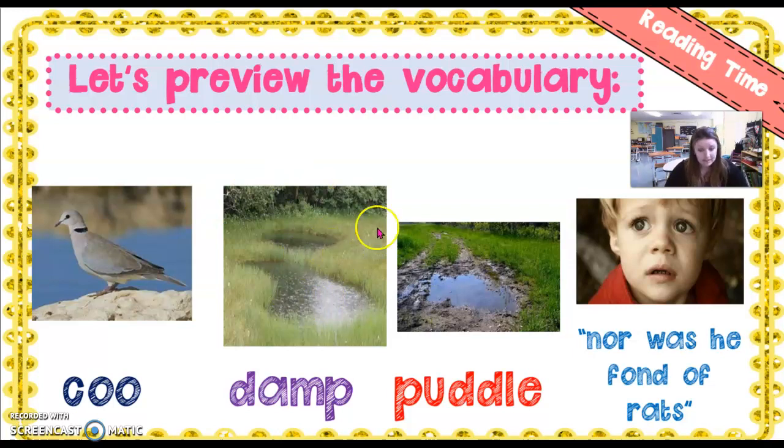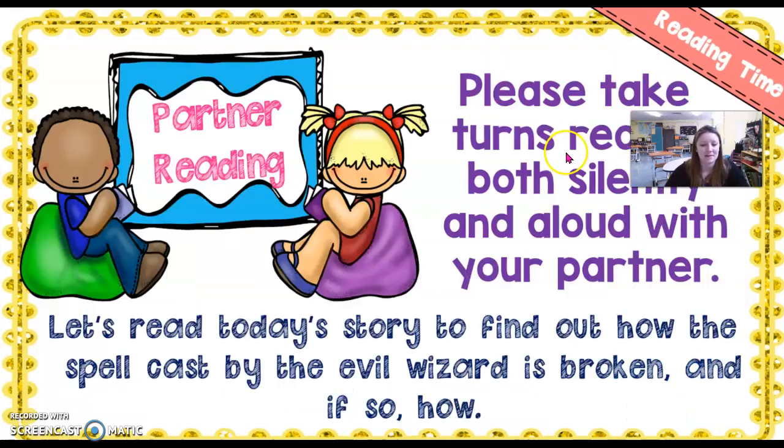Okay, the next is a puddle. A puddle is like a pool of water, and a lot of times it comes from precipitation like rain. And then the last one, I'm not sure about this picture, but it says, nor was he fond of rats. Okay, so this phrase, nor was he fond of rats, means he also did not like rats. Okay, raise your hand if you do like rats. You're crazy, right? Miss Prairie was not fond of rats either, but we'll see how that comes up in today's story.